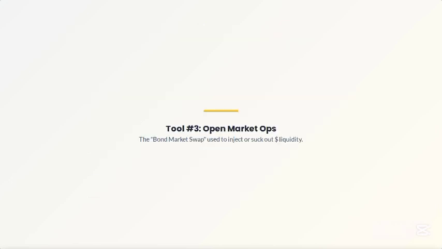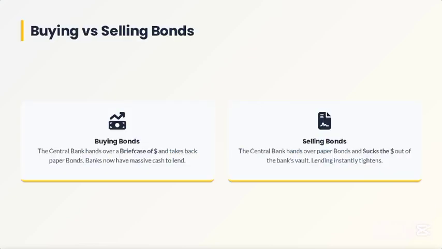Let's now look at the final one. Number 3. The open market operation. The bond market swap used to inject or suck out US dollar liquidity. The buying and selling of bonds. If the central bank wants to increase the supply of money in the economy, they buy bonds. Now commercial banks have massive cash to loan out. However, if the central bank wants to decrease the supply of money in the economy, they sell bonds. Now the commercial banks have less money to loan out.